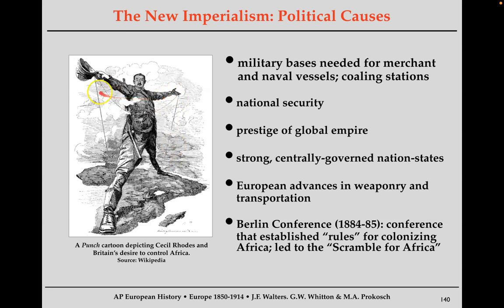And additionally, look at the cartoon. Look at how it's represented. He's holding up these strings, almost like he's a puppeteer controlling the continent. That's ultimately the definition of colonization and imperialism: control.